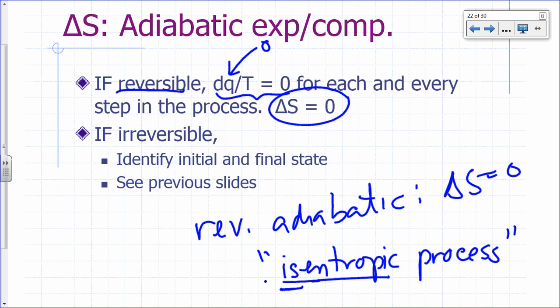Now, what if the process is not reversible? Then delta S is probably not going to be 0. It's irreversible. So what you need to do again is identify the initial state and your final state. And then you have several examples of those where, depending on what the scenario is, you can identify what your initial state is and what your final state is. If you know what V1 and T1 are, and you know what V2 and T2 are, how do you get your delta S?